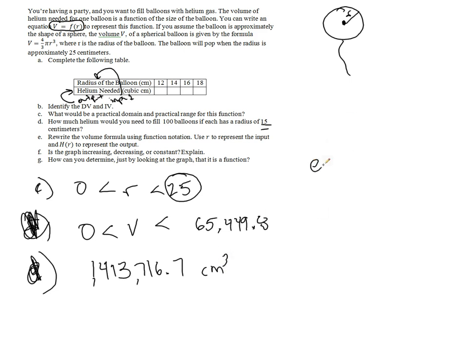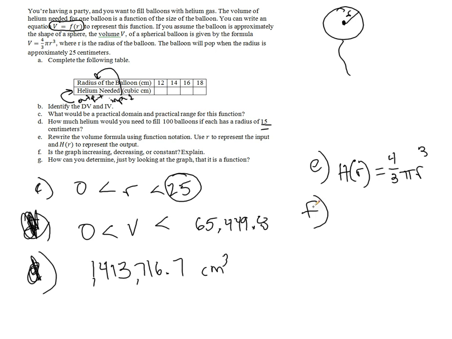In part E, we want to rewrite the volume formula using function notation. Use R to represent the input and H of R to represent the output. So the amount of helium as a function of the radius of the balloon is equal to, the way we calculate it, 4/3 times pi times the radius to the third power. That will give us the amount of helium.